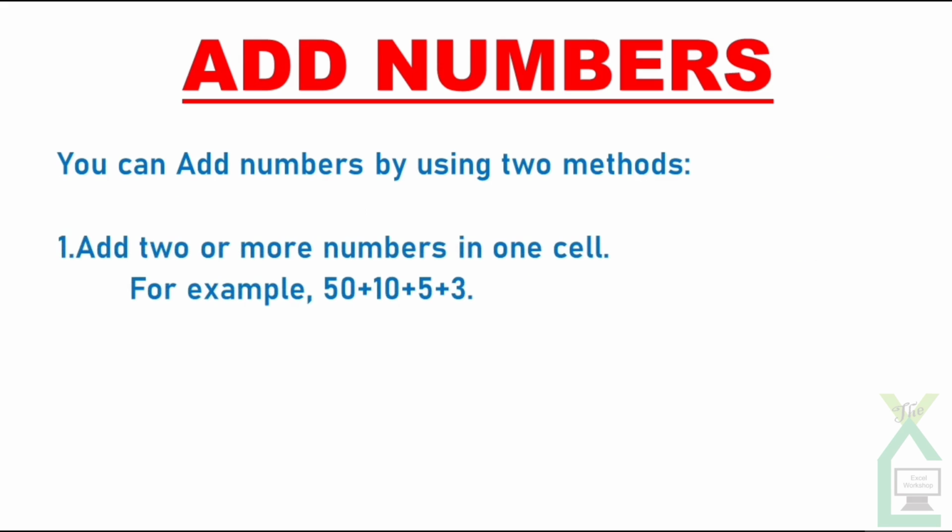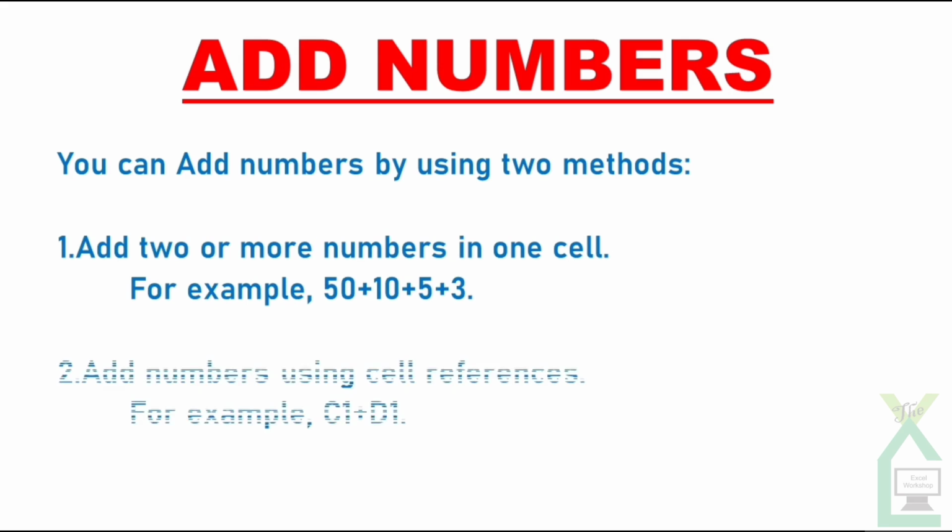First, you can add two or more numbers in one cell. For example, you need to put numbers in one cell like 50, 10, 5 and 3, and you need to just hit the enter and you will get the result. And the second method is add numbers using cell references. For that you need to give the cell references so that the system can calculate the numbers.